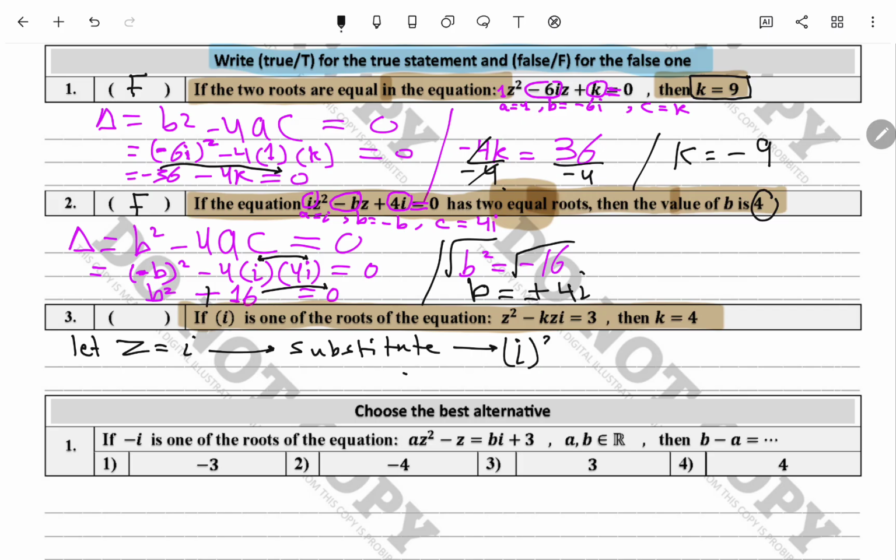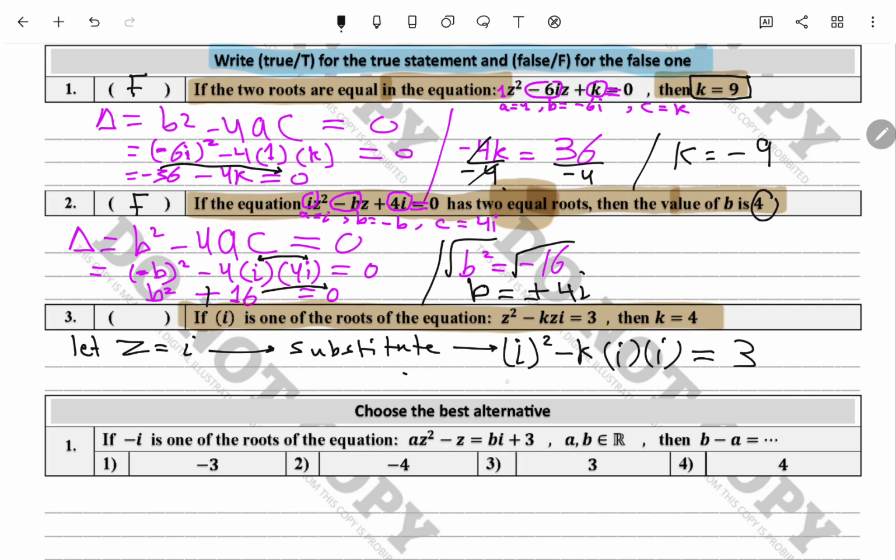(i) all squared minus k times i from here equals 3. No need to set this equation equal to 0 because we are not finding a and b and c. We are only checking if i is a root of it. So we need to prove that the left side is equal to the right side.